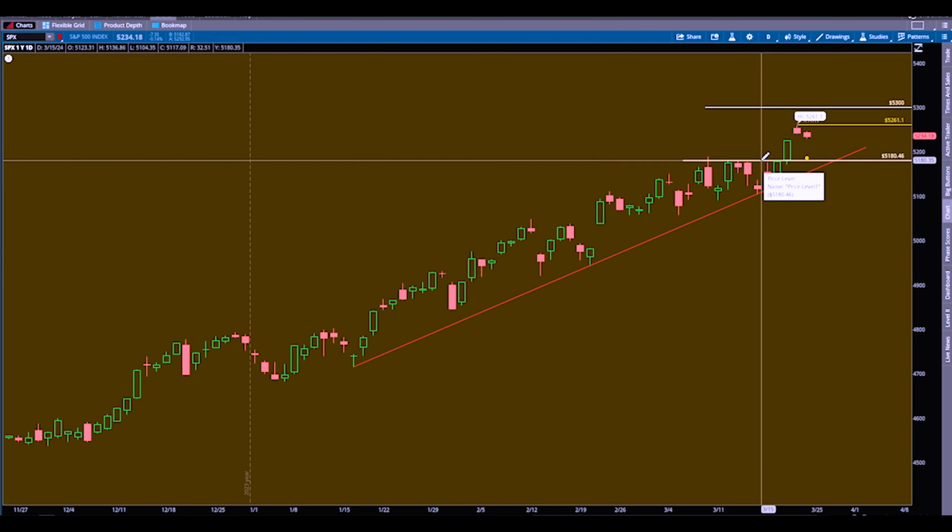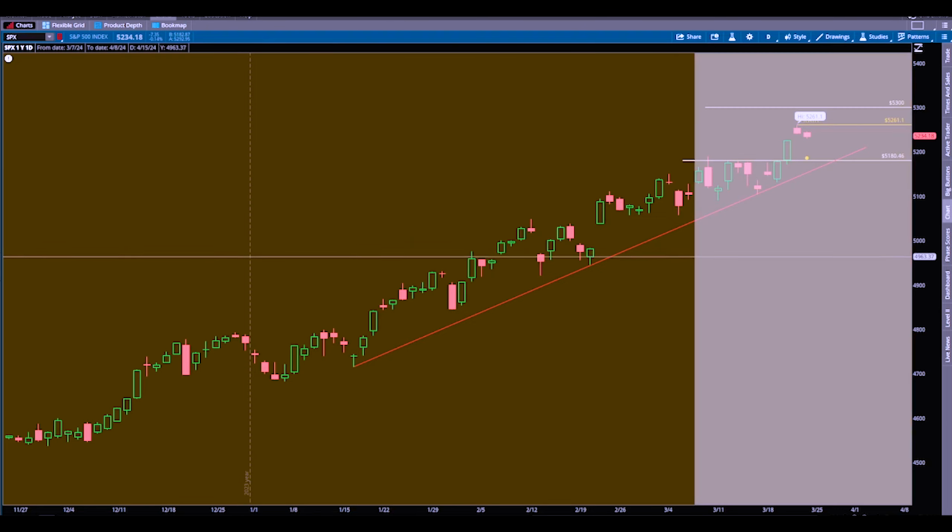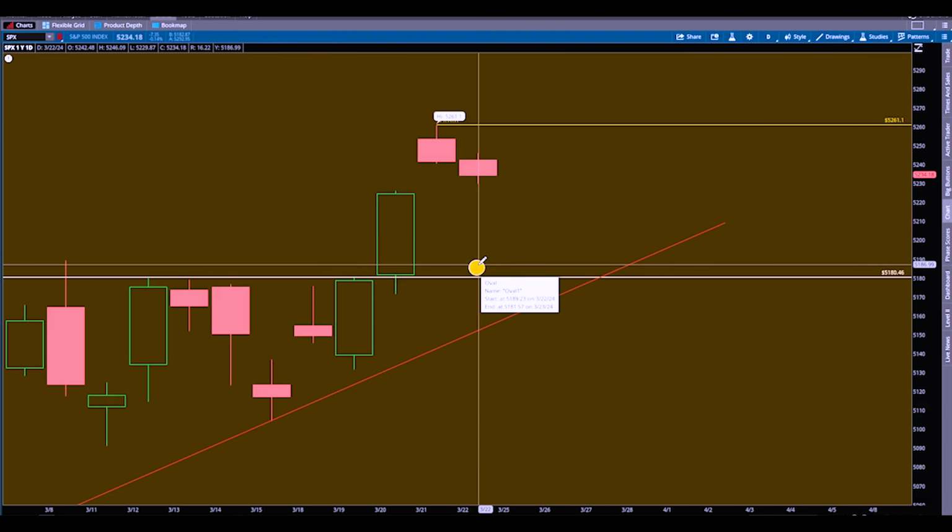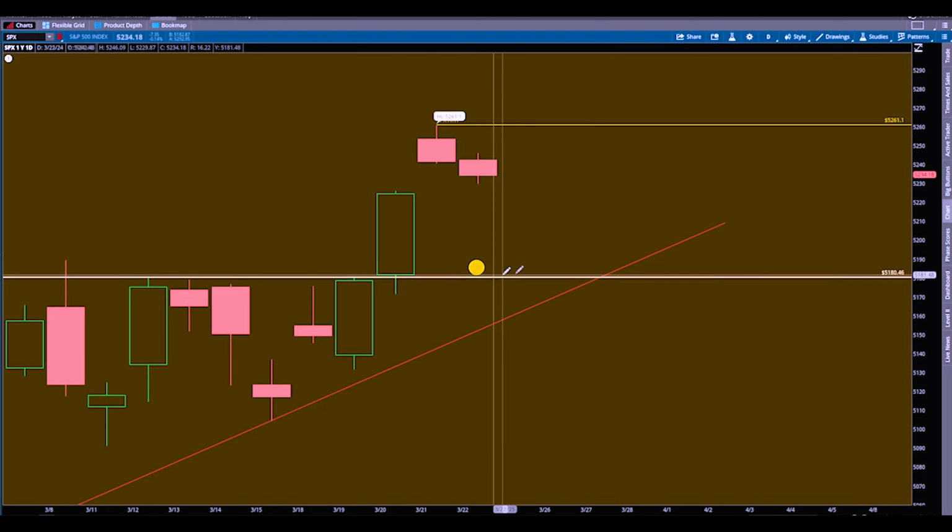is a nice area of confluence, that 518.4 area. We can just say 518 to like 5189. It's more of an area, but that's what I'm going to be watching for a bounce on SPX. Again, you can trade SPX calls, SPY calls, or ES futures. You can go long in this area.